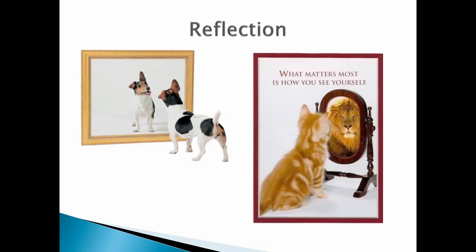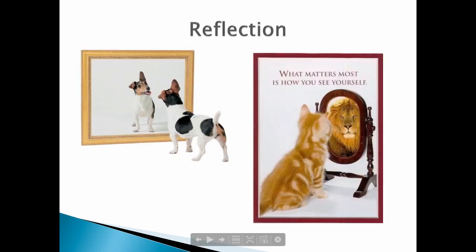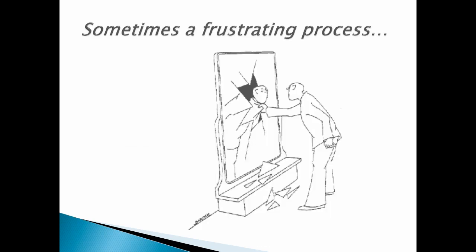What is reflection, first of all? As you'll see in the two pictures in front of you, there's a dog looking at his reflection, and his reflection doesn't change, whereas the cat who's looking at his reflection sees a lion. So maybe we see ourselves exactly as we are, and sometimes we might see more. Sometimes we see something we don't want to see, and that can be frustrating at times, but it's important that we reflect.